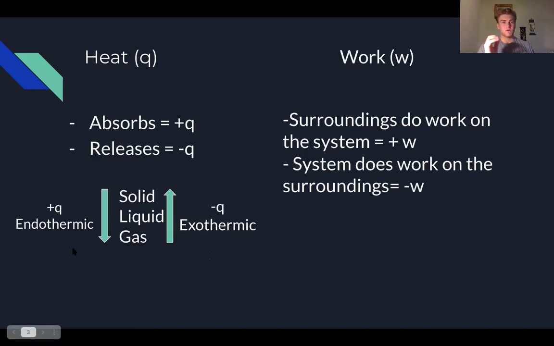So obviously Q is going to be our heat. So what does that mean? Heat is anything that is absorbing heat, or it can be releasing heat. If it's absorbing heat, you're going to see a positive Q, meaning that it's also endothermic. And then anything that is releasing heat is going to be a negative Q, or exothermic.